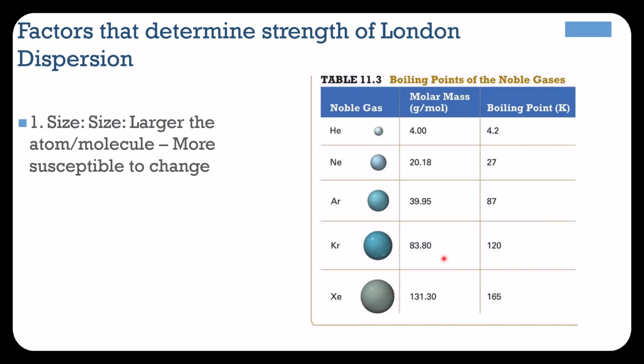Okay. We'll talk more about this in later slides, but one of the characteristics that we can observe and link back to the strength of intermolecular forces is the boiling point. So this would be a characteristic that we could observe. The boiling point for helium is 4.2, and the boiling point for xenon is much, much higher at 165. So this to me is another indication that helium has a weaker London dispersion force, and xenon has a much stronger London dispersion force.